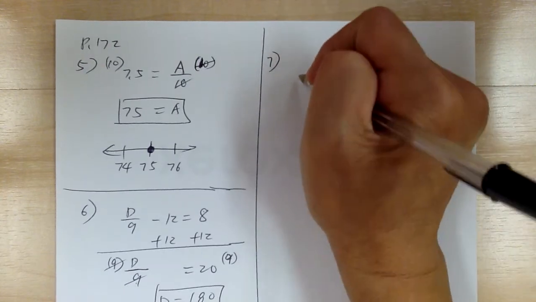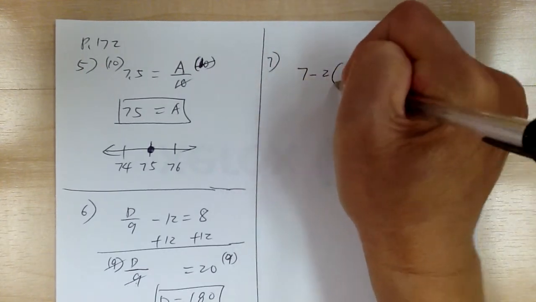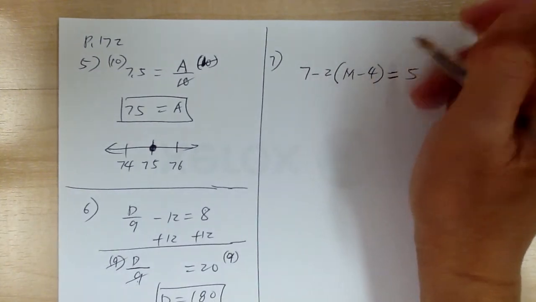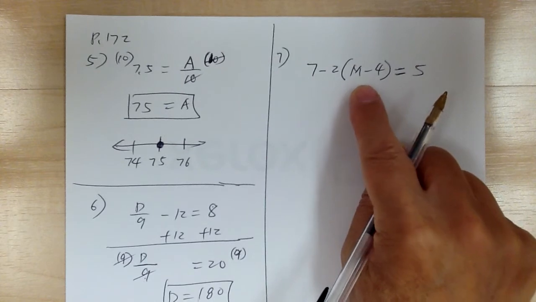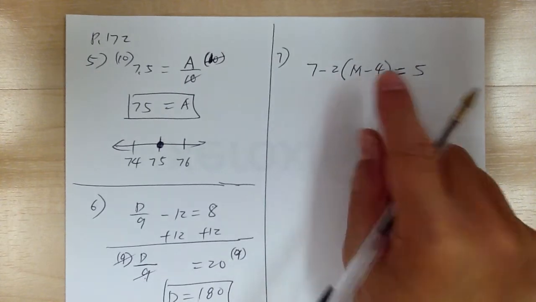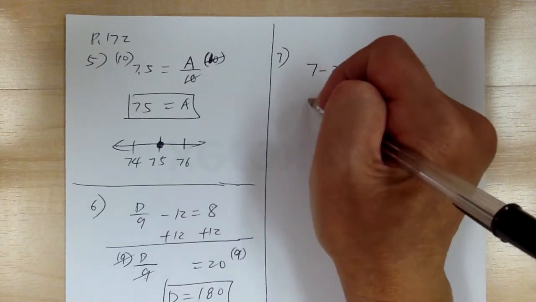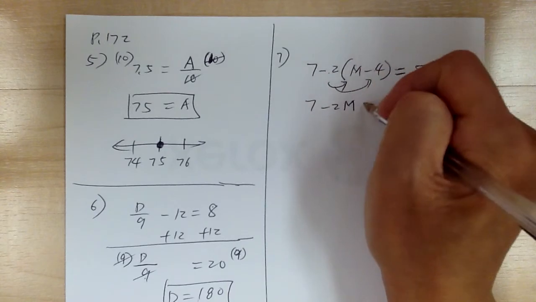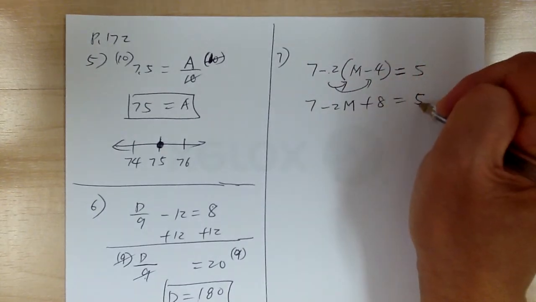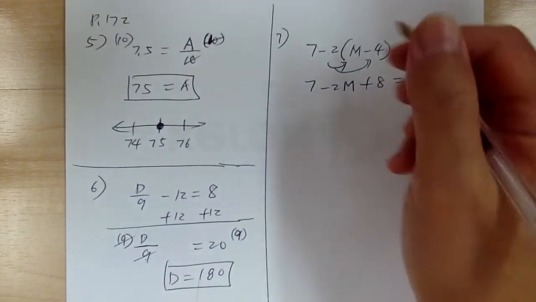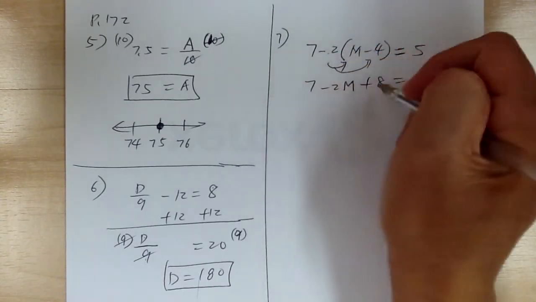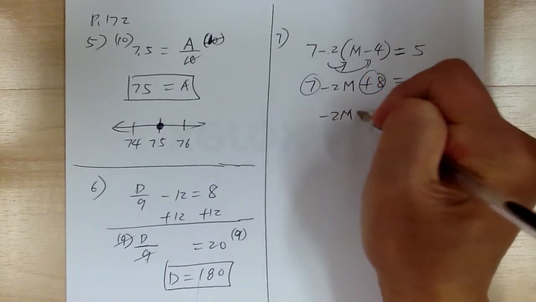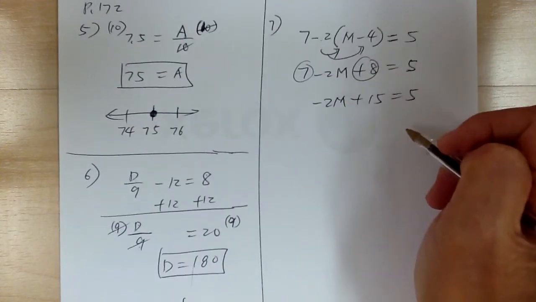Okay, number 7, you have 7 minus 2 parentheses m minus 4 is equal to 5. So now you have grouping symbols. So first you have to undo the grouping symbols. You have to multiply using the distribution property. So multiply minus 2m, multiply, negative times negative is positive, so watch out for the sign. Then next step, you want to consolidate your terms. So you're going to get minus 2m plus 15 is equal to 5.